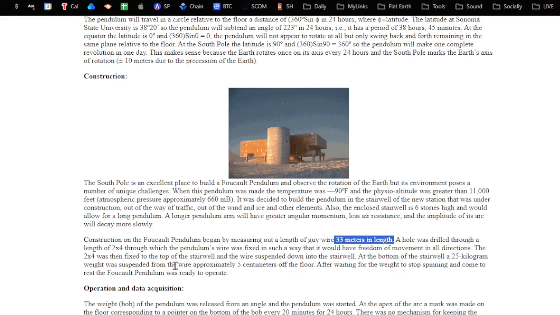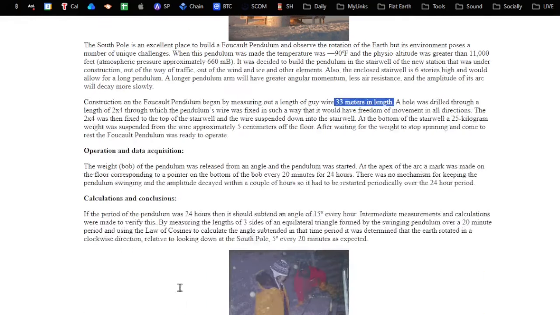Scientists did it. The 2x4 was fixed to the top of the stairwell and the wire suspended down into the stairwell. At the bottom of the stairwell, a 25 kilogram weight was suspended from the wire approximately 5 centimeters off the floor. After waiting for the weight to stop spinning and come to a rest, the Foucault pendulum was ready to operate. All right, we're ready to go. Let's see how they did it.